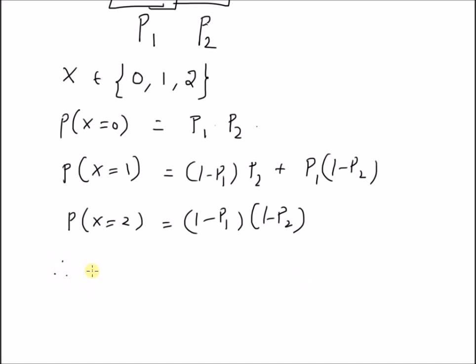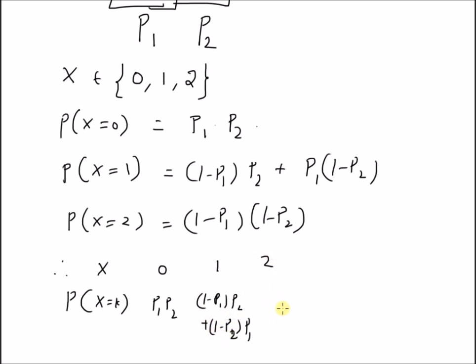Therefore, the probability mass function is given by, for values of x equal to 0, 1 and 2, the probability mass function P of x equal to k, where k is equal to 0, 1, 2, is given by P1 into P2 for x equal to 0, and (1 minus P1) into P2 plus (1 minus P2) into P1 for x equal to 1. And finally, for x equal to 2, we have (1 minus P1) into (1 minus P2). So that's the probability mass function.